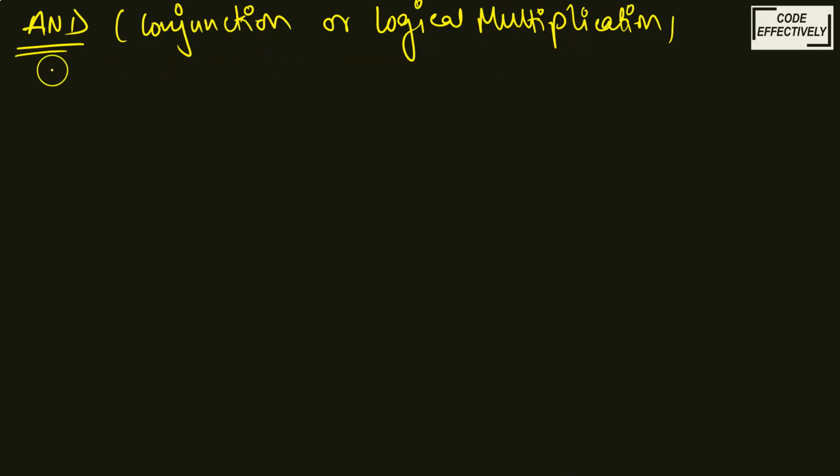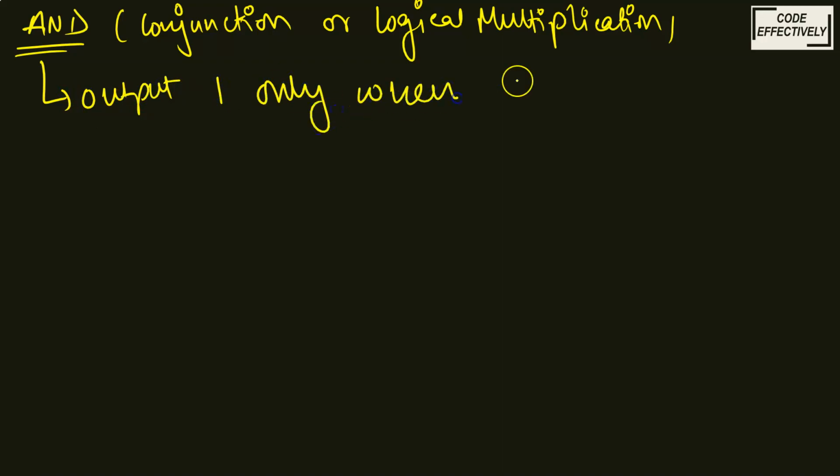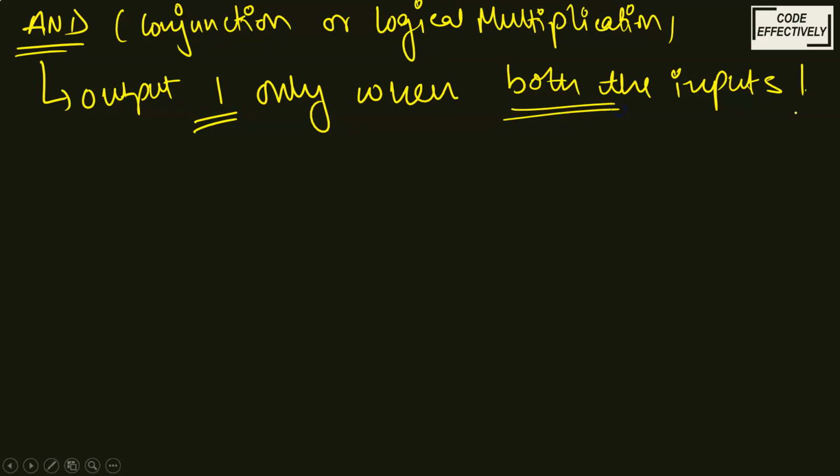Okay. So AND will produce output 1 only when both the inputs are 1, else it will produce 0. Okay, so this is an important statement. You must know it will produce output 1 only when both the inputs are 1. Okay, so let me give you an example.